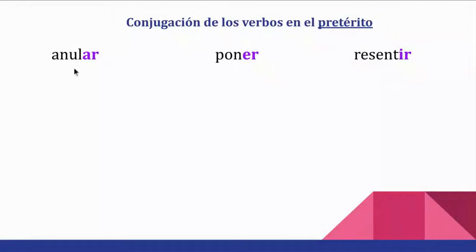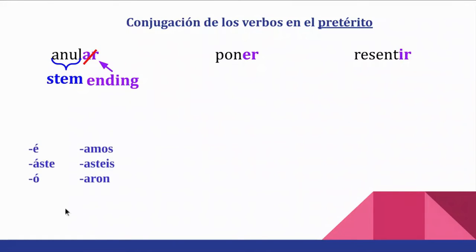Tenemos como ejemplos los verbos anular, el verbo poner y el verbo resentir. Sabemos que el verbo tiene dos partes, la raíz y la terminación. Entonces, vamos a eliminar la terminación y vamos a usar estas terminaciones para conjugar en el pretérito. Por ejemplo, yo anulé y ellos anularon. Esta es mi terminación. Aquí, anularon.